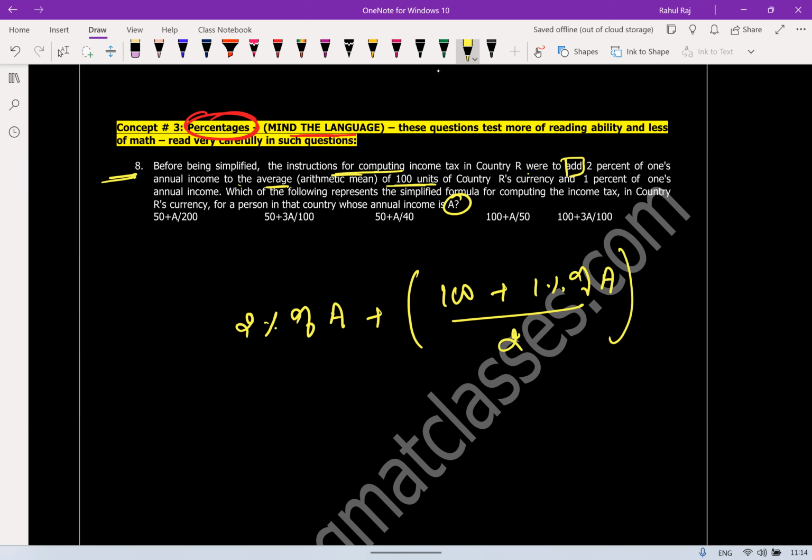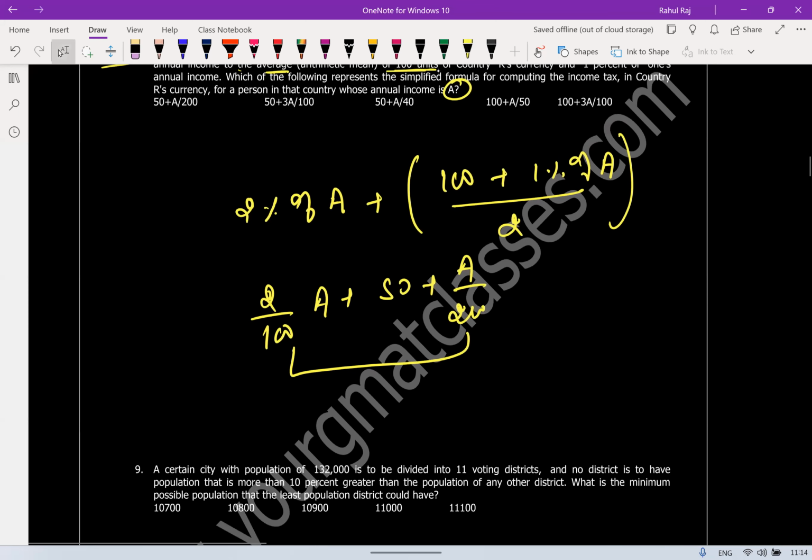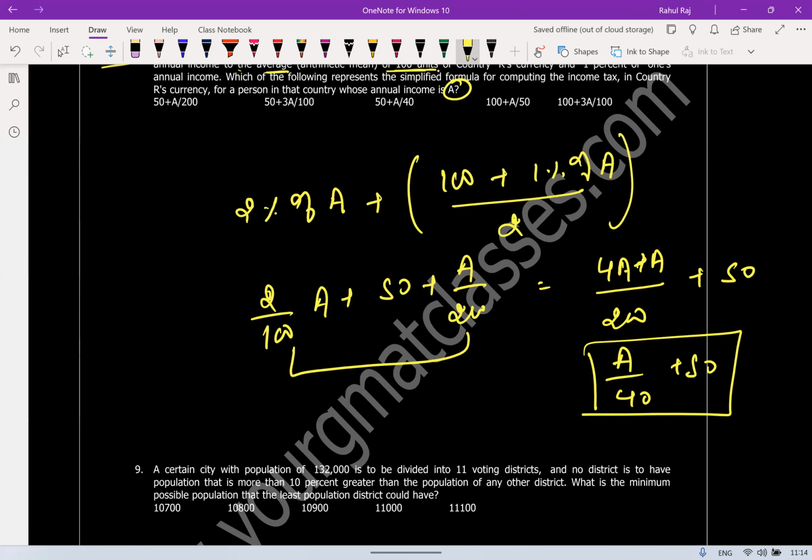Nothing else at all. So that is nothing but 2 by 100 A plus 50 plus A by 200. Now add this, you will get 200. That is 4A plus A plus 50. 5A by 200, that is A by 40. So this should be your answer. Right?